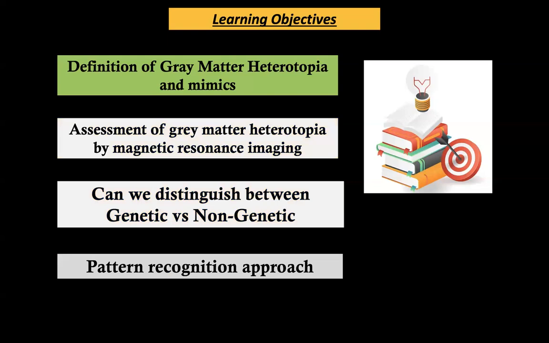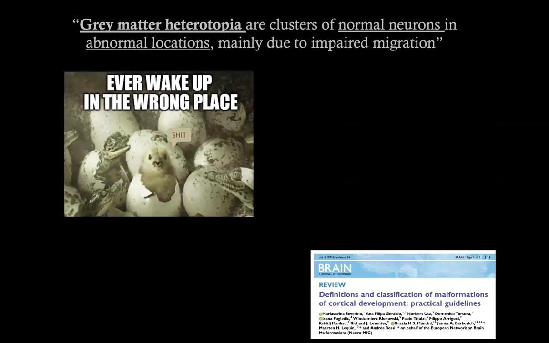So let's start with the definition of gray matter heterotopia and mimics, and read this paper on the classification of malformation of cortical development by Maria Sabina Severino, the European Network on Brain Malformation group, and a lot of friends are involved in this paper. It is something that you should read.